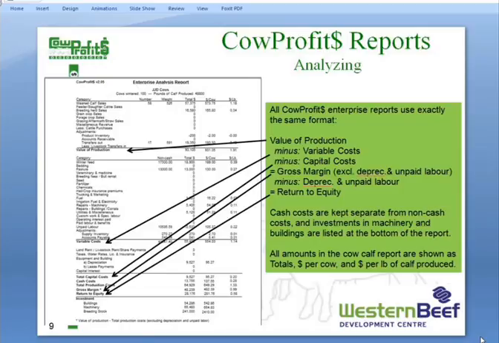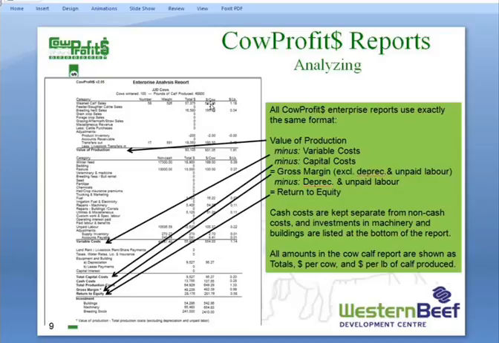We start off with value of production, subtract variable cost, minus capital costs, gives us gross margin, and then minus depreciation and unpaid labor gets us to return to equity. We try to keep cash costs separately so that you can look at what enterprises are contributing cash and which ones are using cash.